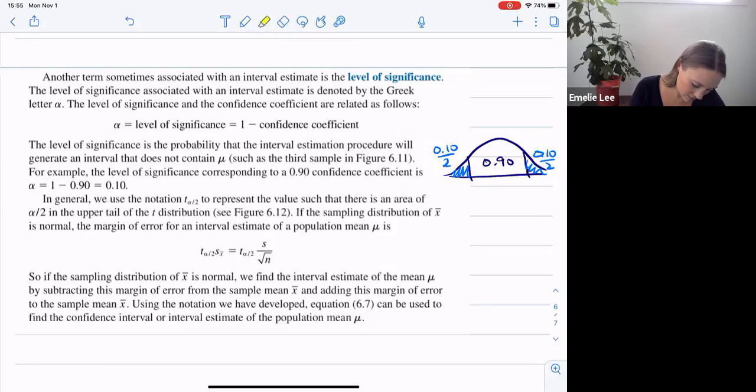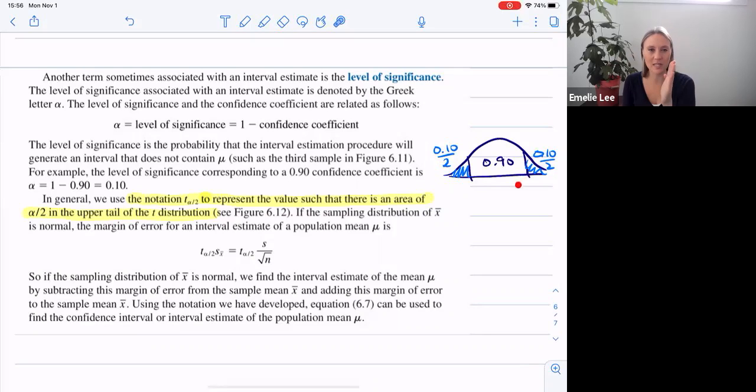So the notation T alpha over 2 represents the T value where there's an alpha over 2 in each of the tails, because you have to split it evenly amongst the tails. And we're going to talk about the upper tail of the T distribution only, because if it's centered on 0, we've got positive T's and negative T's. Just for simplicity's sake, we're going to use the positive side, so the upper tail.